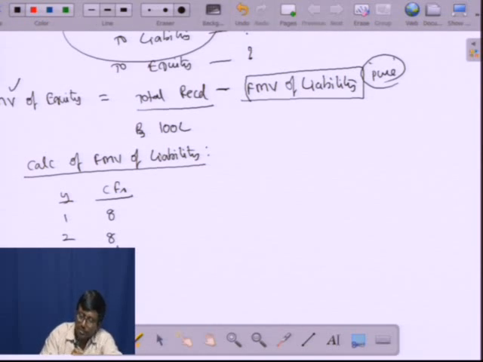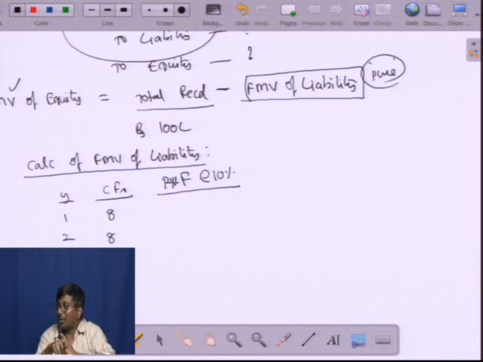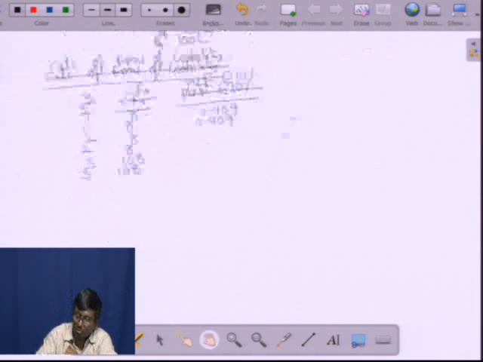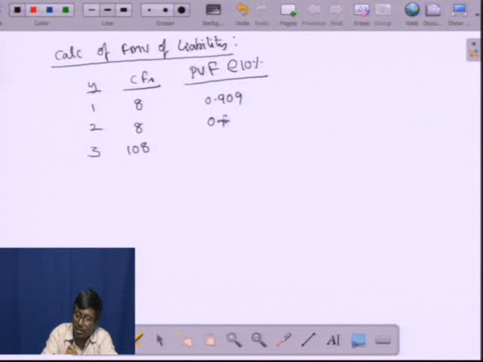Now, are we supposed to discount? Yes. Present value factor, at what rate? At the rate of 10%. Market value you want to find out, so apply the market rate. Then it will be 0.909, 0.826, 0.751. Can you use calculator? Present value of cash flows.